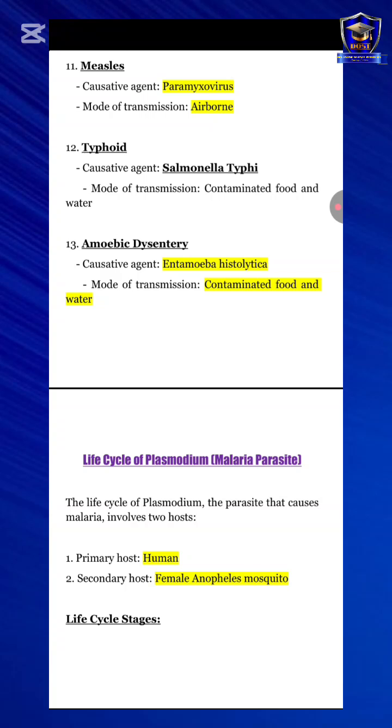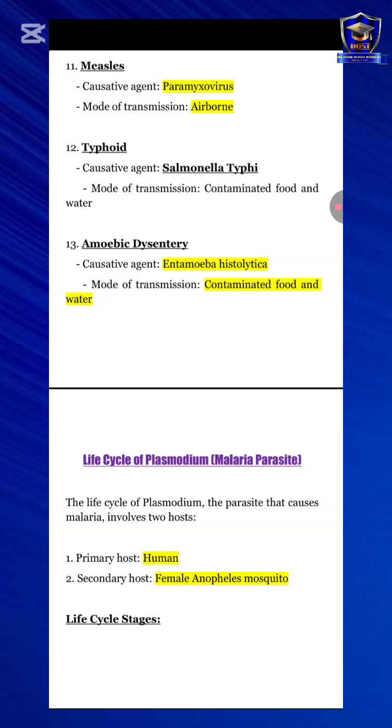Okay, and also 13th on the list, to be the last on my list, is amoebic dysentery. Amoebic dysentery is caused by a microorganism called Entamoeba histolytica. It's actually a species of amoeba which belongs to the kingdom Protista. And the mode of transmission is through consumption of contaminated food or contaminated water. These things are very important, and every student should know them.